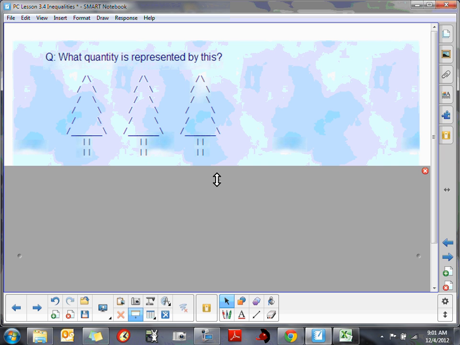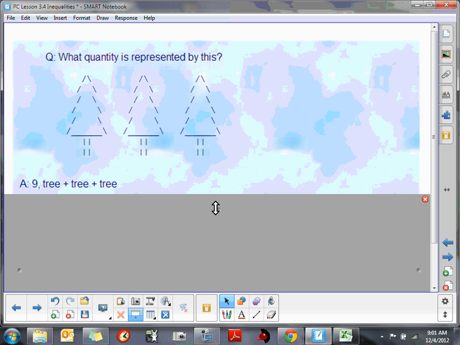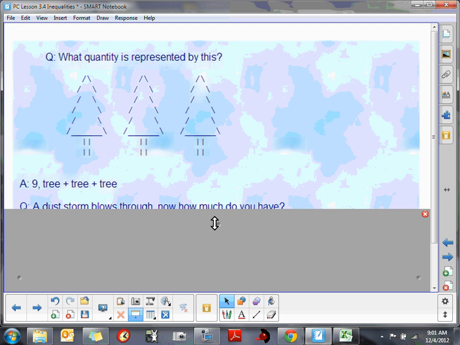The answer was 9. Why was it 9? Well, it was 9 because it was tree plus tree plus tree. Get it? Tree. Anyway. Another question that they asked on the same diagram. How about a dust storm blows through? Now how much do you have? So here comes a big dust storm, blows over a diagram. What quantity is now represented by this?